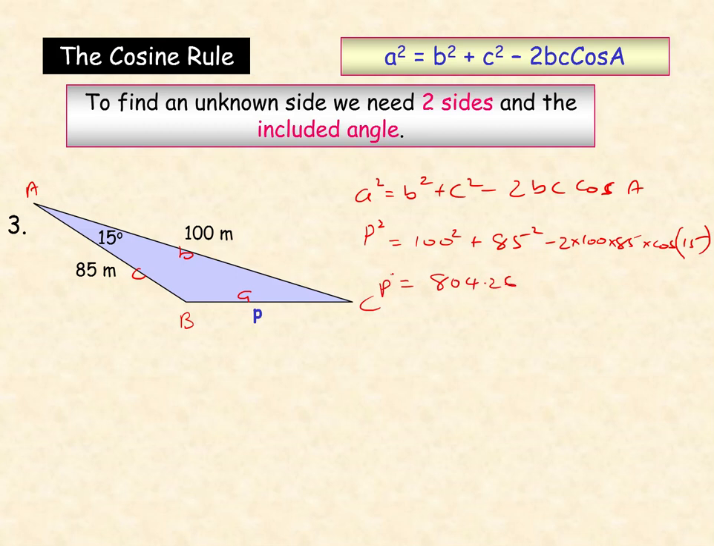That's p squared, so p is going to be the square root of 804.26. When I work that out on my calculator, I should have got 28.36. And my units this time are meters. So I use big numbers there, and that's p. So hopefully you've got that one right. I think you've got two examples, so you don't need to write this one down.